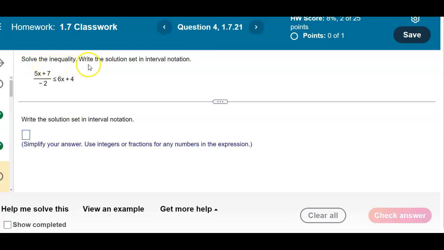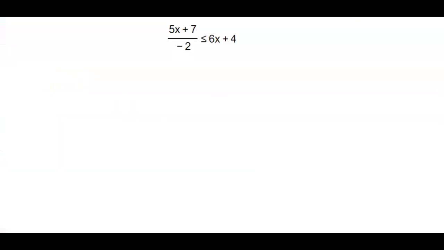Solve the inequality, and then write the solution set in interval notation. So here's the inequality. We have (5x plus 7) divided by negative 2 is less than or equal to 6x plus 4. So here is our inequality.